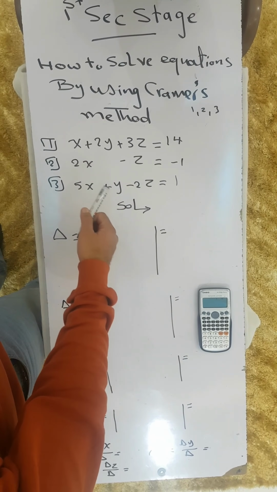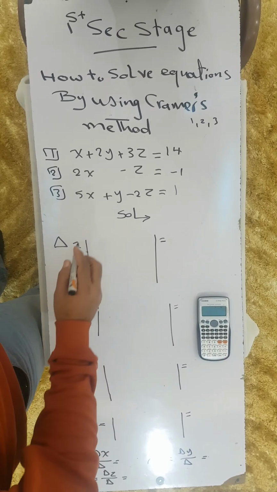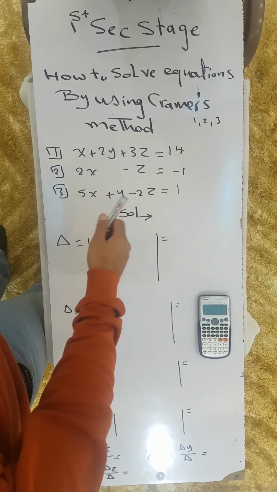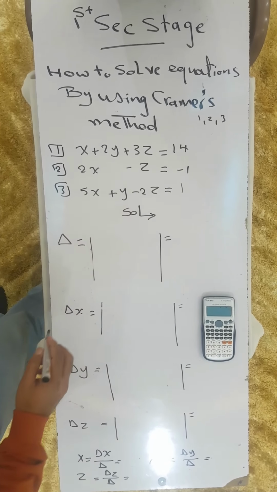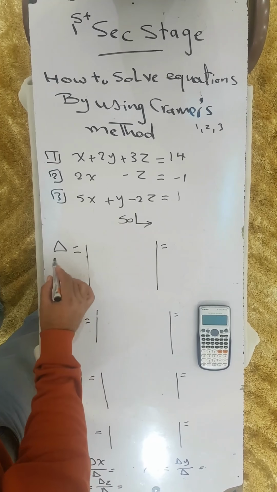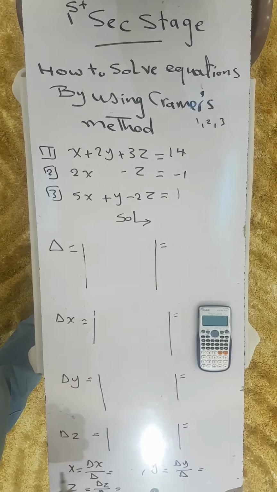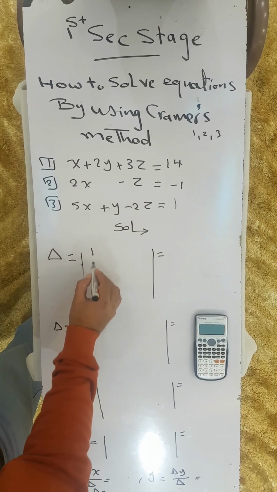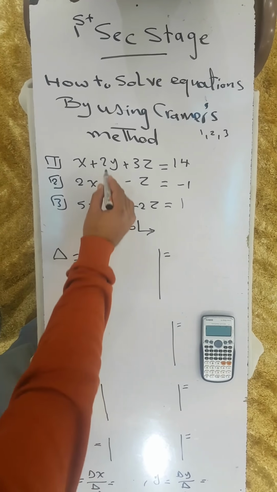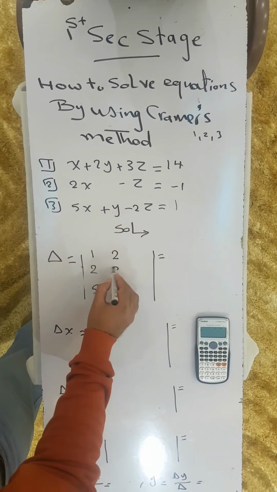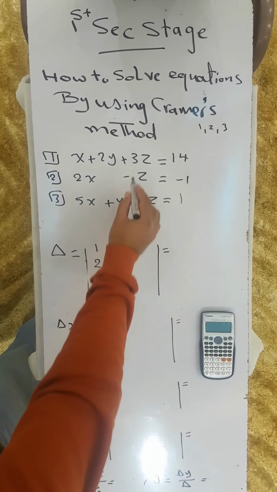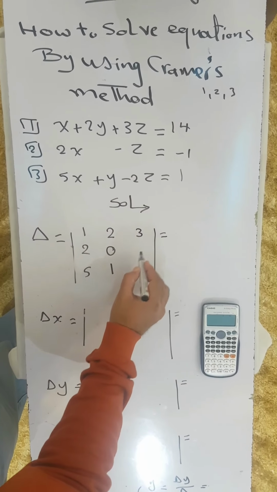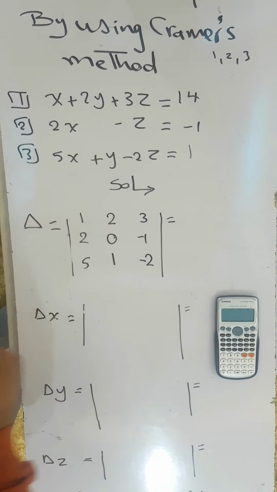Now let's see how to solve 3 simultaneous equations in 3 variables x, y and z. Take care. We get delta, delta x, delta y, delta z. What do I mean by delta? Coefficient of x: 1, 2 and 5. Coefficient of y: 2, 0, 1. Coefficient of z: 3, negative 1, negative 2.